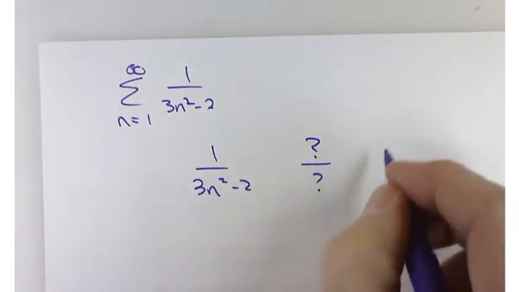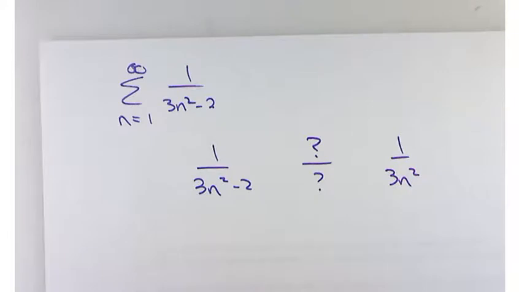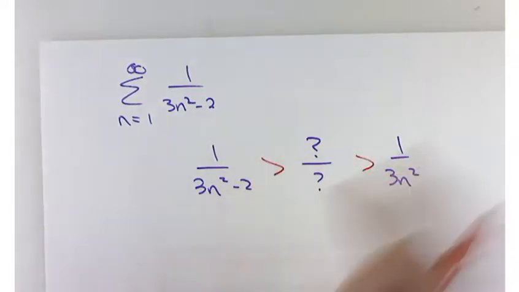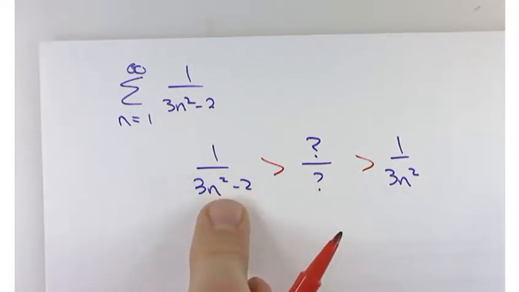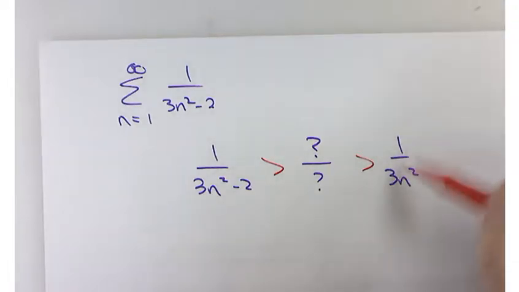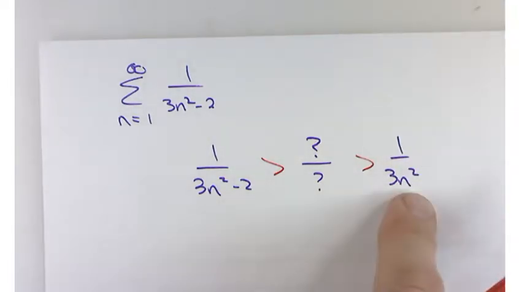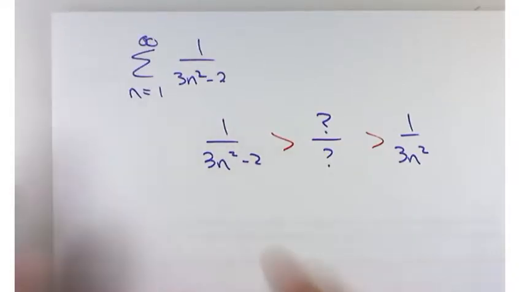Because if I was to look at 1 over 3n squared, then unfortunately the inequality is going to run this way. This is a smaller number. This is a bigger number. So the bigger number in the denominator means it's a smaller fraction. So this doesn't help me. I mean, it's nice that this is true, but let's take a look at what's going on here.